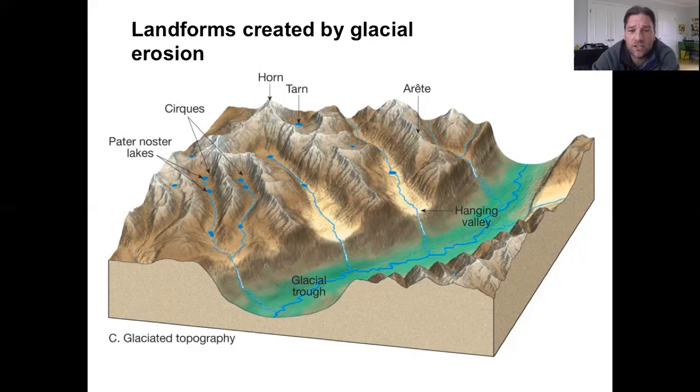And again, all glaciers, just like rivers, are moving from high elevation to lower elevation. You've got one glacier here, and then you've got another glacier on the other side of it. Well, there's going to be a ridge in between, and it's pretty steep. It's almost like a knife. So that is a German term called an arête.